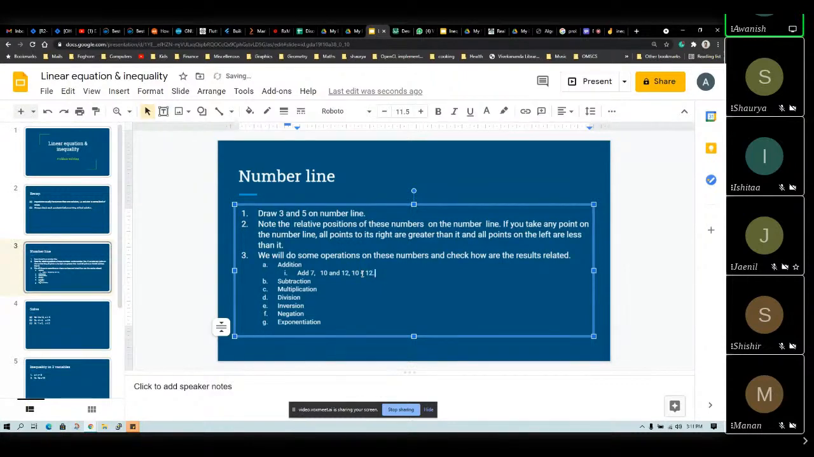Right? So if we generalize this, if A is less than B and C is any positive number, then A plus C will be less than B plus C. Can we say this? Yes, sir. For all values of C? Yes, sir. What about when C is negative?